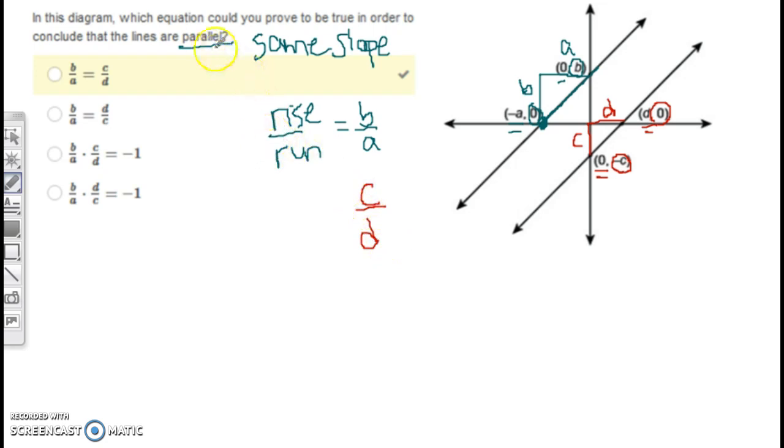And because we want them to be parallel, they have to have the same slope. So we have to be able to prove that the first slope, b over a, equals the second slope, c over d. They have to be equal for them to be parallel. So that would be our answer.